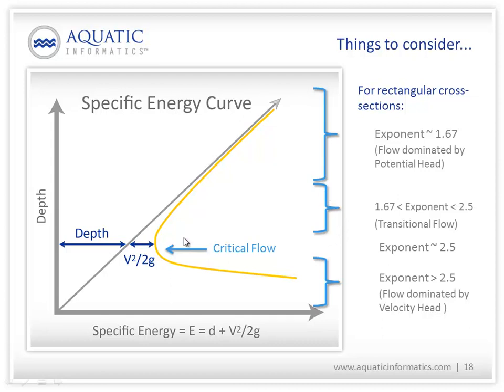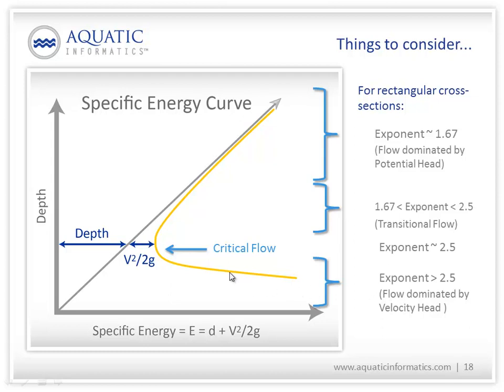Where you've got a transition where you're starting to get more of the energy from kinetic energy as opposed to potential energy, you can expect an exponent somewhere in the range of 1.67 to 2.5. For critical flow situation, you can expect an exponent somewhere around 2.5. And supercritical flow, you get into exponents greater than 2.5.